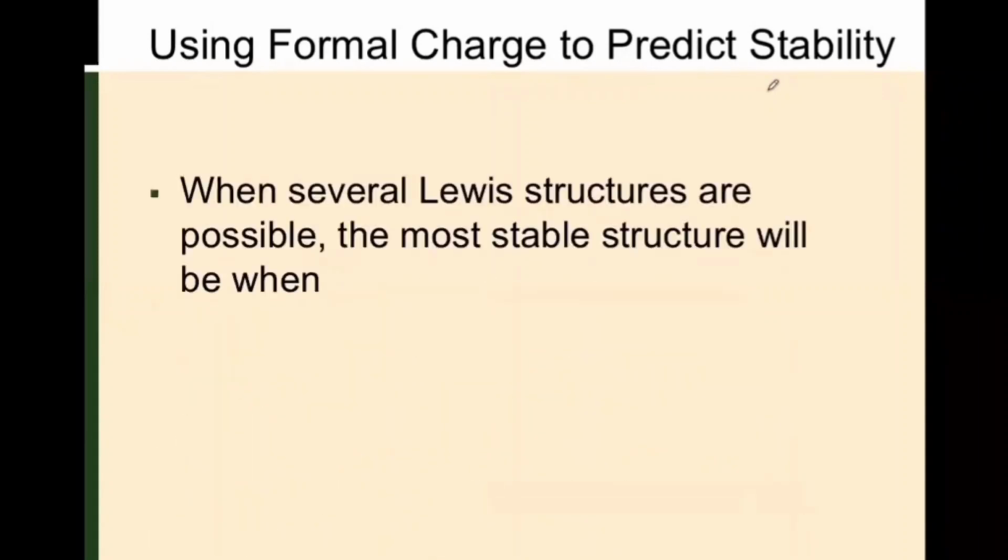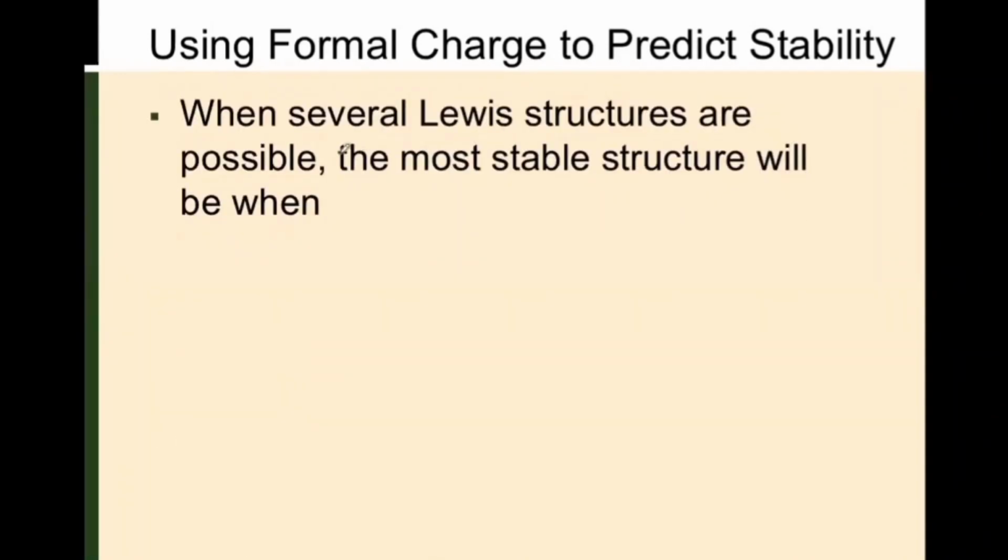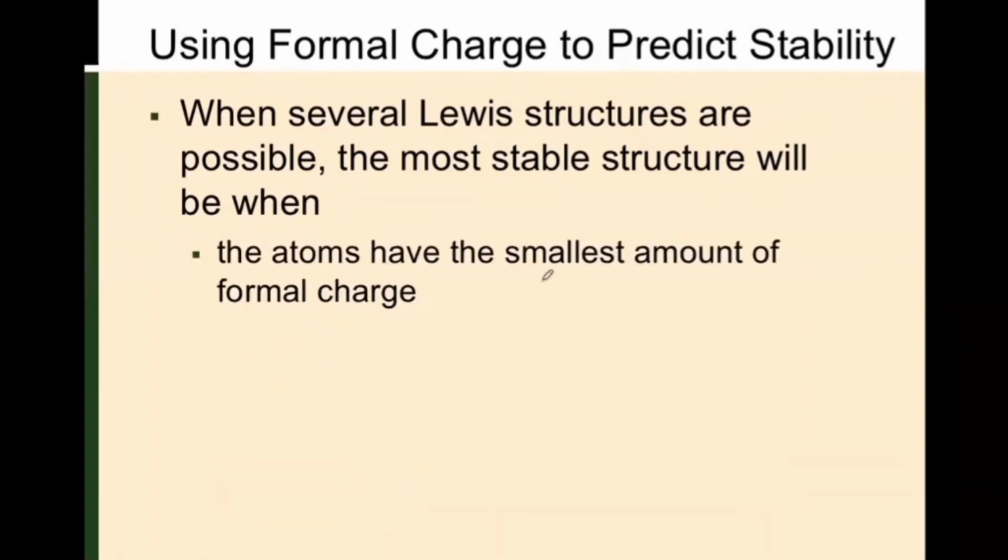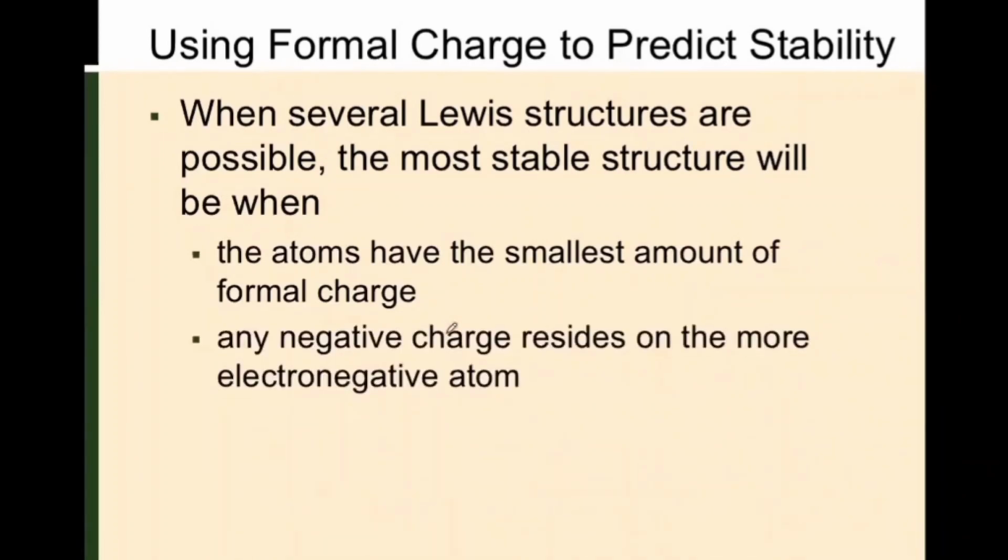So using formal charge to predict stability. This is another part that we need to always be applying to our Lewis structures, because this helps us to understand why certain things happen, and it gives us an additional level of knowledge, which will help us to determine which order the atoms go in whenever we make our initial skeleton. So when several Lewis structures are possible, the most stable structure will be when the atoms have the smallest amount of formal charge, and any negative charge resides on the more electronegative atom.